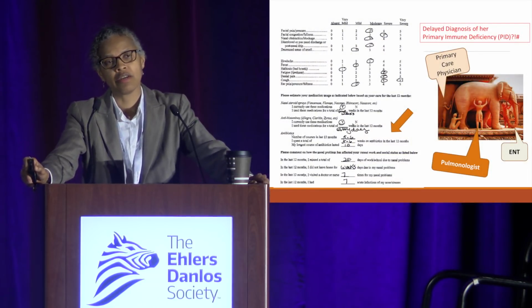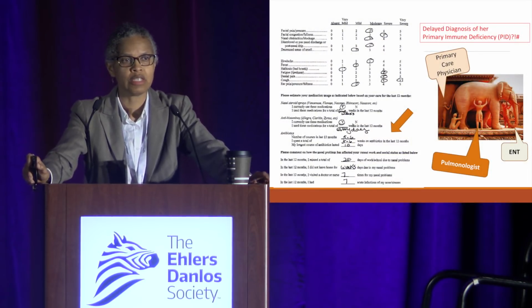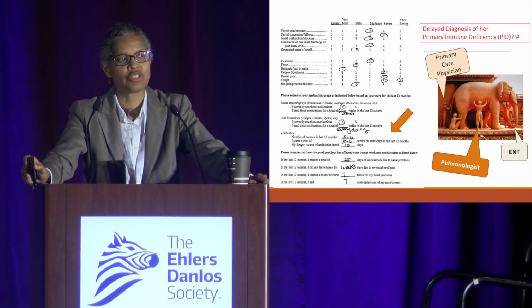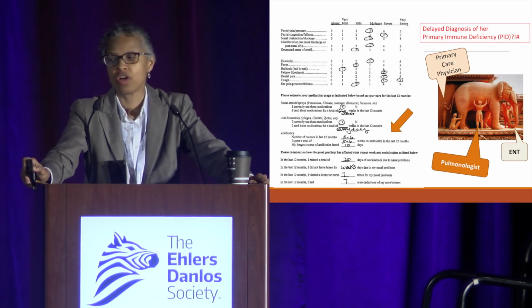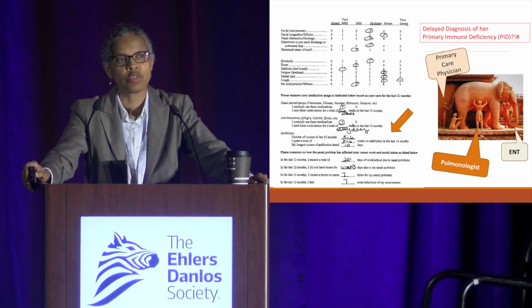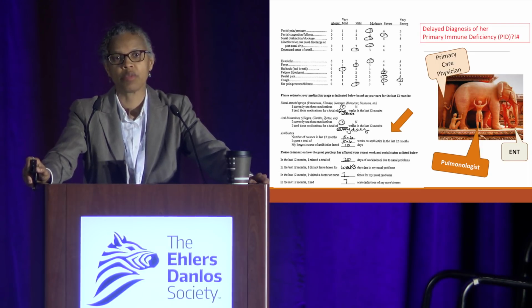If anybody's come through my practice, you've seen the book that I give out as an intake questionnaire. It's about 19 pages long. She filled out that questionnaire. She was getting 5 to 6 courses of antibiotics every year for the past 6 or 7 years. So she actually had a primary immune deficiency. She had common variable immune deficiency. And it was missed because everybody was staying in their corner of the sandbox.